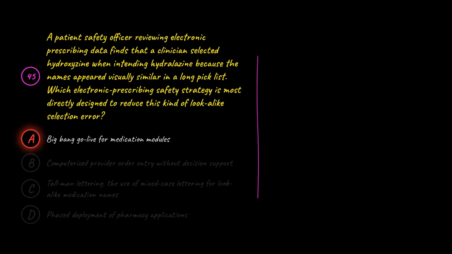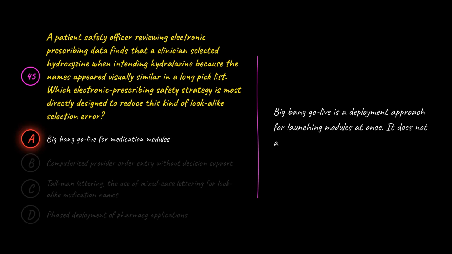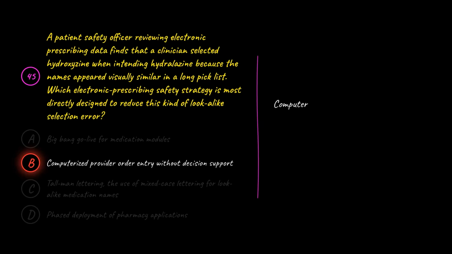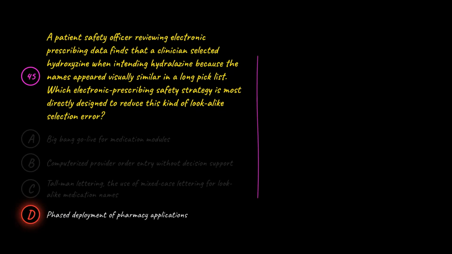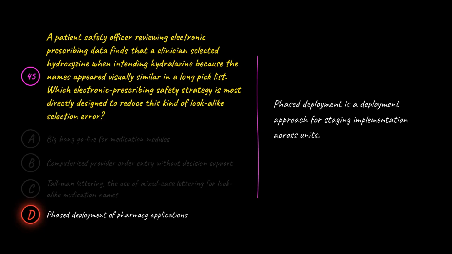A is wrong because Big Bang Go Live is a deployment approach for launching modules at once. It does not address look-alike name confusion. B is wrong because computerized provider order entry without decision support actually contributes to errors of this kind. It is not a remediation strategy. D is wrong because phased deployment is a deployment approach for staging implementation across units. It does not address look-alike medication name confusion.